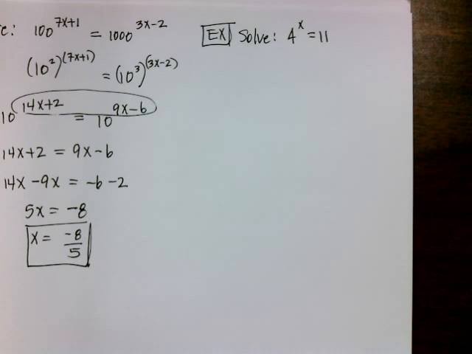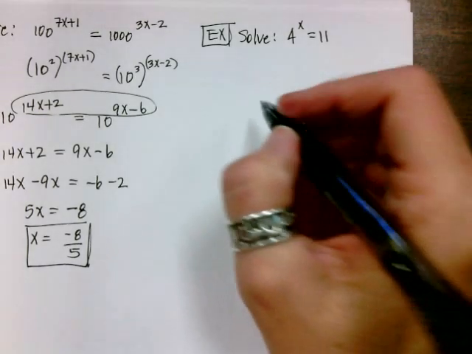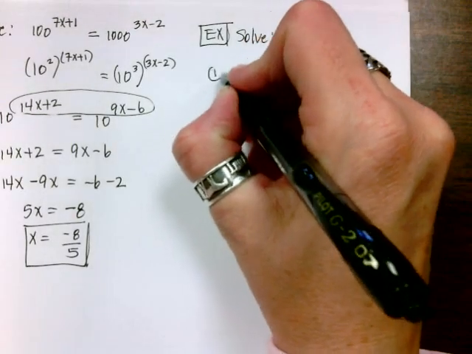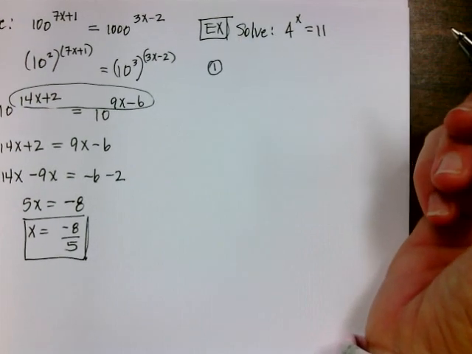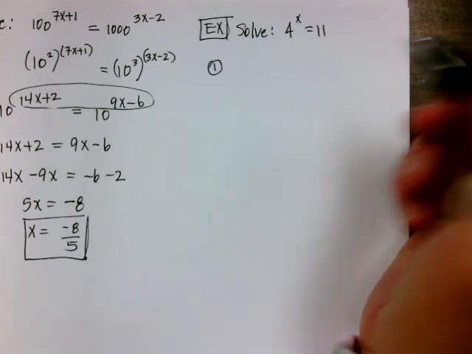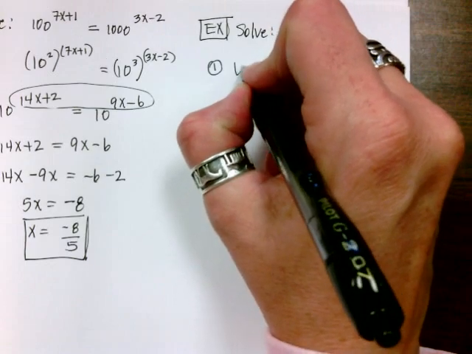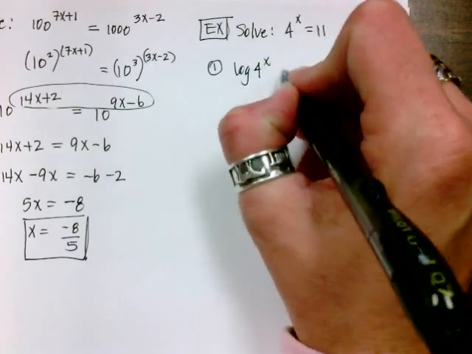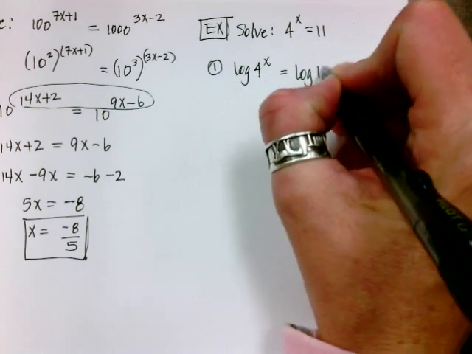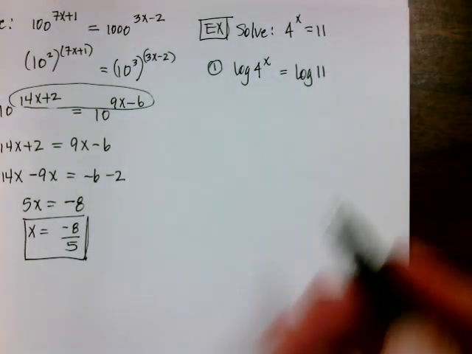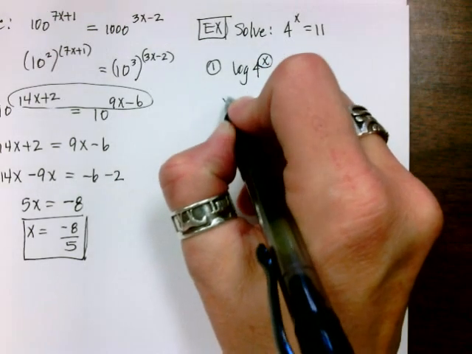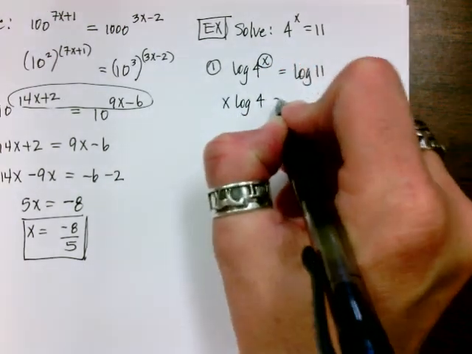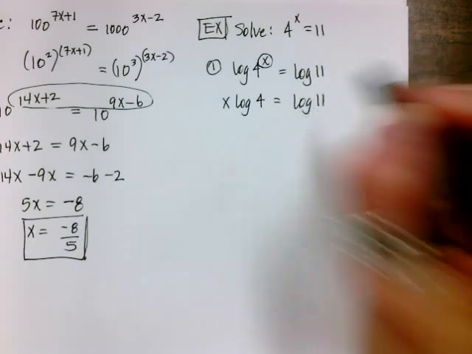The first one that I'm going to do is take the log of both sides. There's actually a couple of different ways I can do this, and I'll show you both ways. So the first way, I'm going to take the log of both sides, because I can do anything to an equation as long as I do it to both sides of the equation. I'm going to do the log of 4 to the x is equal to the log of 11. So I took the log of both sides. Now I use my properties. The exponent goes out front, so I'm going to get x log 4 is equal to the log of 11.